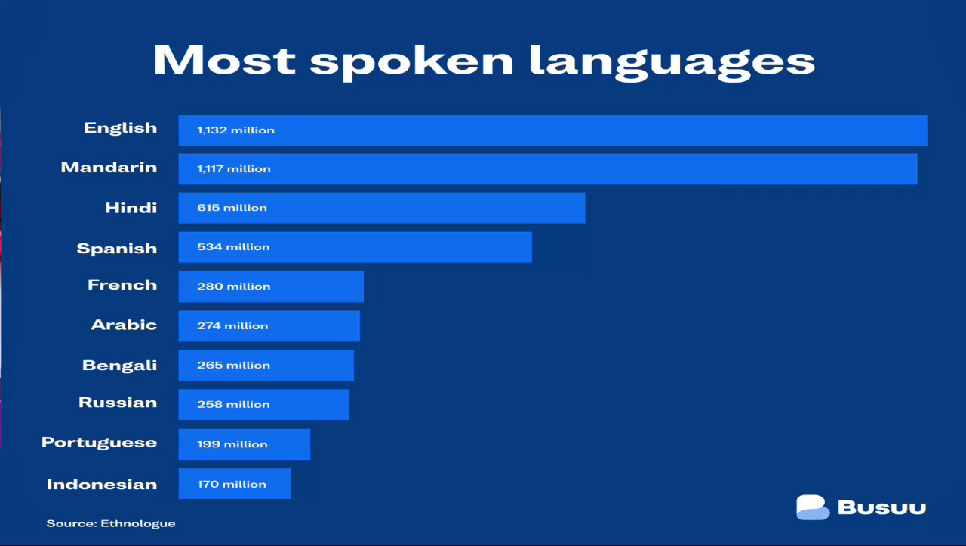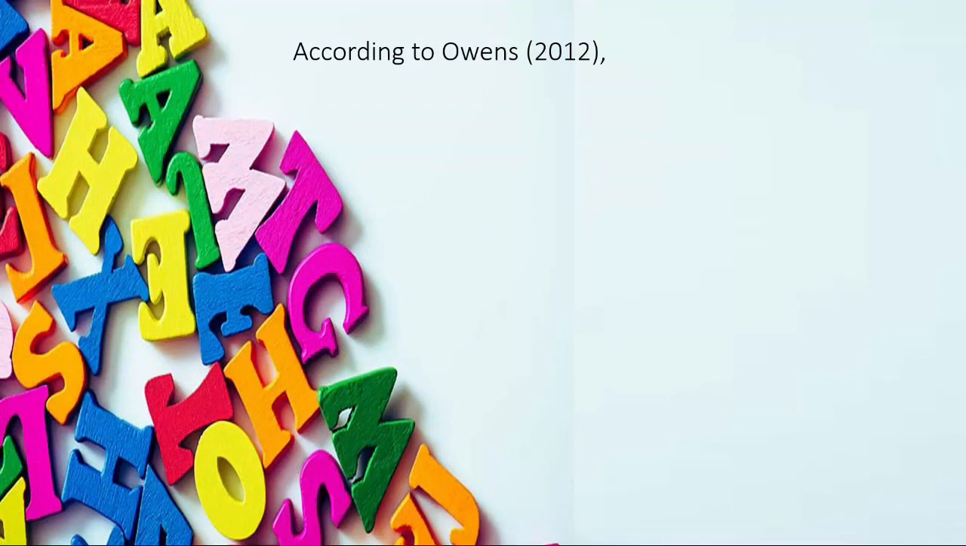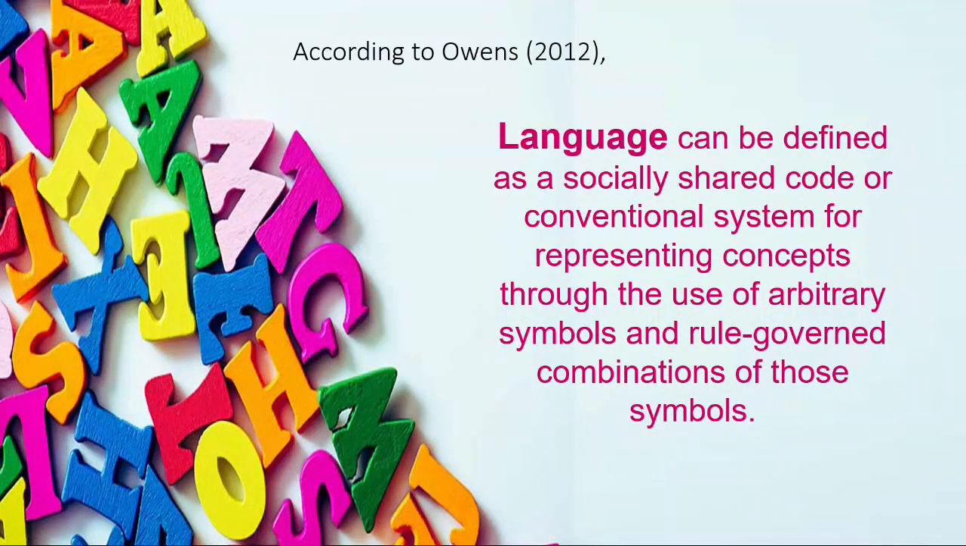Alright. So, what is language? How do we define it? According to Owens, 2012, language can be defined as a socially shared code or conventional system for representing concepts through the use of arbitrary symbols and rule-governed combinations of those symbols. In language, class, as stated here, there are rules concerning its components: phonology, morphology, syntax, semantics, and pragmatics. We abide by these rules in using the language in various social settings in order to understand one another.